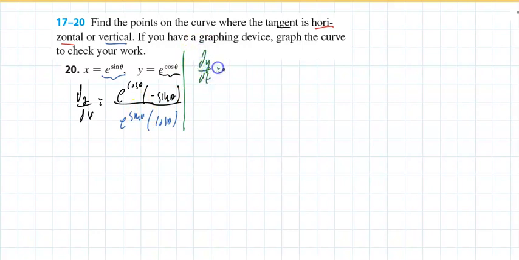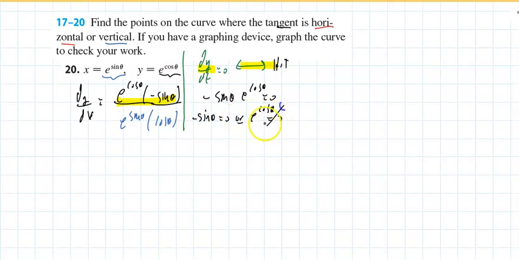dy/dt equal 0. That would indicate a horizontal tangent. So that would be when negative sine of theta e to the cosine of theta equals 0. Well, either sine of theta equals 0 or e to the cosine of theta equals 0, but that can never happen. Exponentials can never be negative, so it has to be that sine of theta is 0. That happens at an infinite amount of points. That happens when theta equals 0 plus pi k, right?